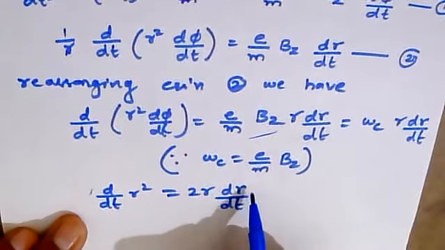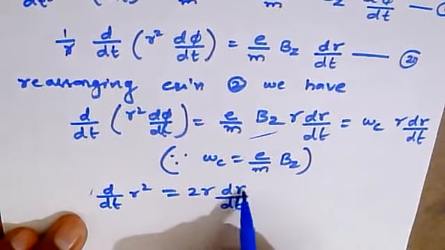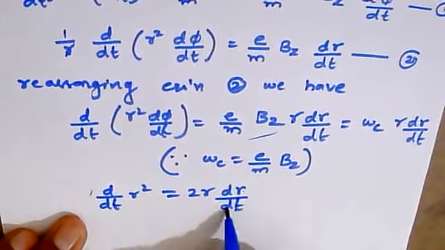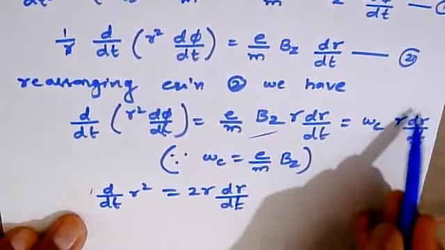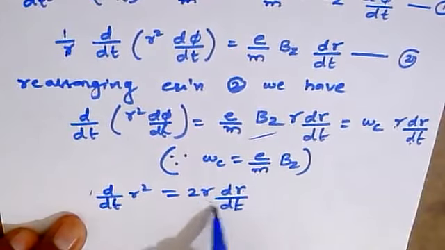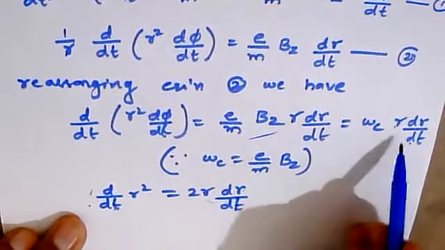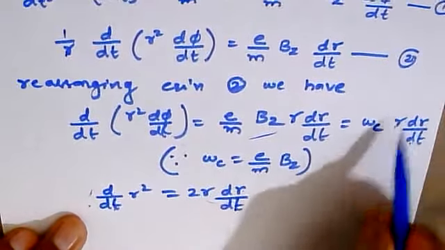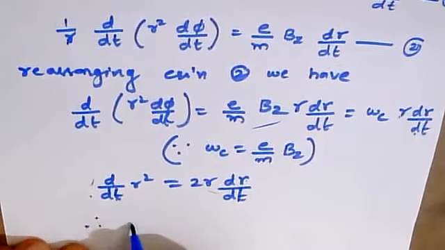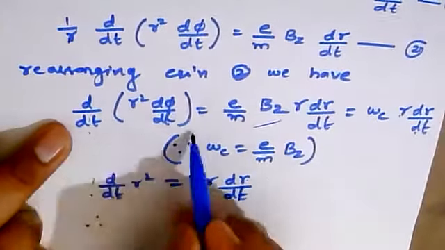I'm going to replace the expression of r dr by dt here. So r dr by dt, whatever value we get here, will be replaced by this particular term. So r dr by dt can be written as 1 by 2 dr square by dt. The same I am replacing over here. Then after replacing, we'll get the term as it is. I am writing it here now. So this can be written as it is.